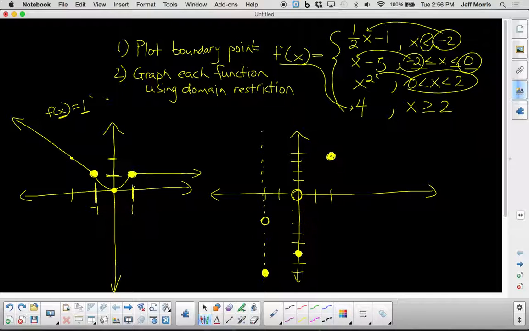And if you want to plot the boundary points and graph the functions as you go, sometimes it's easier to keep up with where your points were. Like I remember that this one, -2 was the open one, so that's how I keep up with it, was it the open one or the closed one.